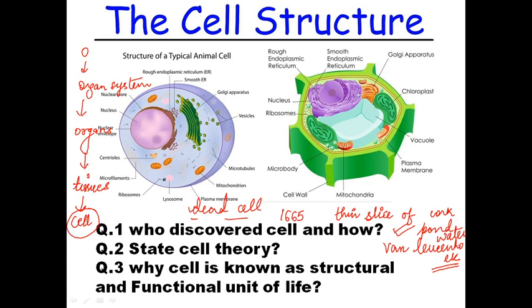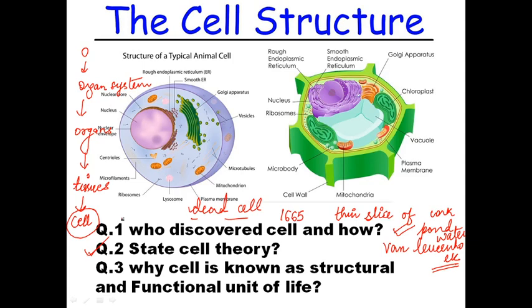Second question, which is very important and is the basis of the cell chapter, is the cell theory. So cell theory is given by Schleiden, Schwann and Virchow. Cell theory states: first, all living organisms are made from cells. Second, cells are the basic unit of all organisms. Third, all cells arise from pre-existing cells.